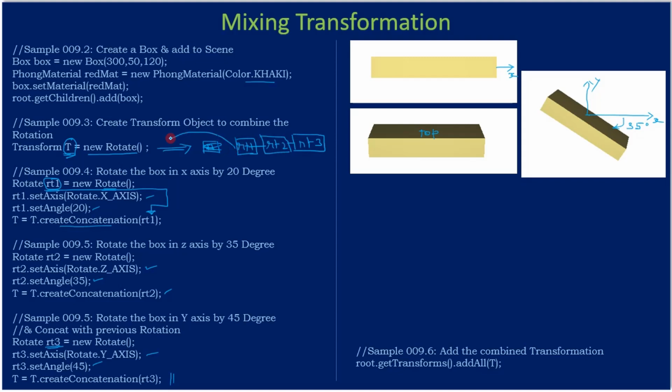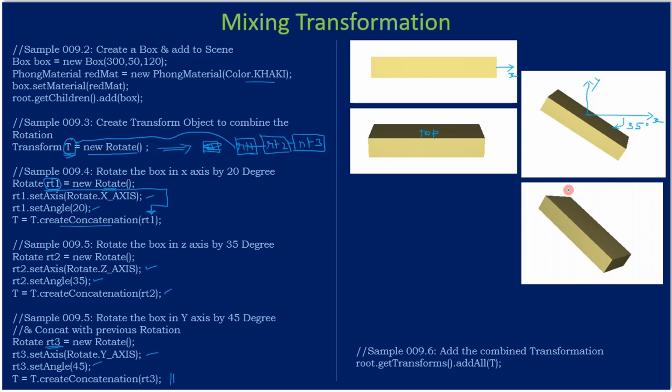RT1. So all these are chained to this T, and here you can see this time the object is rotated about the y-axis as well, and that's how you are seeing the other face.